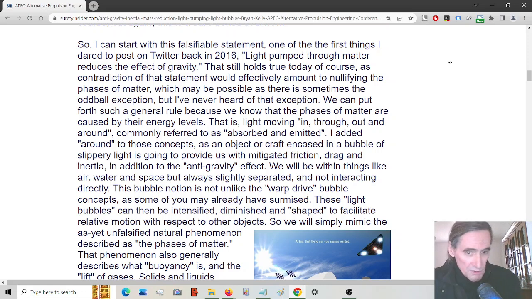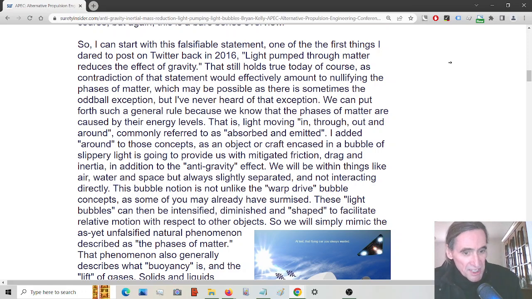We can put forth such a general rule because we know that the phases of matter are caused by their energy levels. That is, light moving in, through, out, and around, commonly referred to as absorbed and emitted. I added around to those concepts, as an object or craft encased in a bubble of slippery light is going to provide us with mitigated friction, drag, and inertia in addition to the anti-gravity effect.